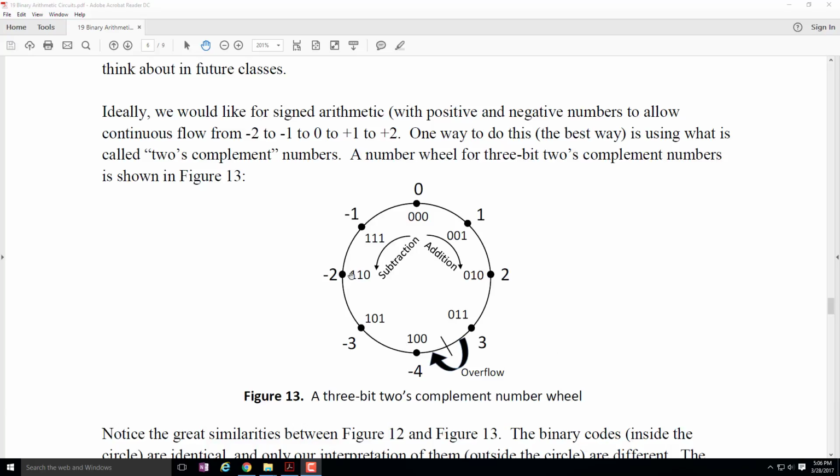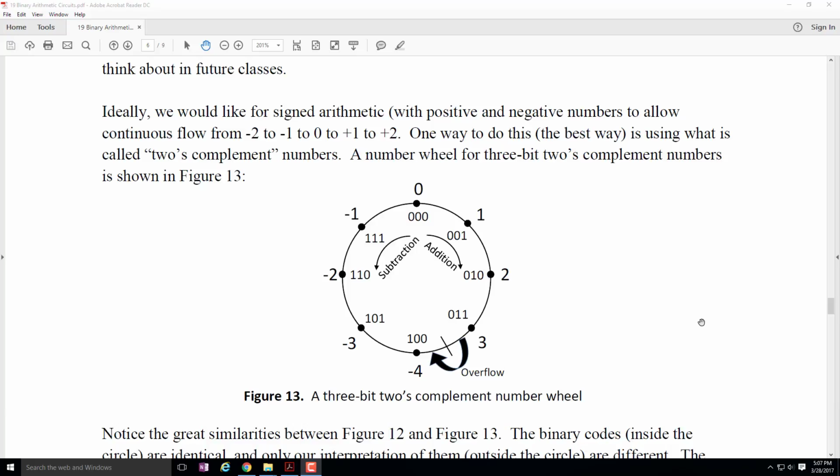So the most significant bit can be used to identify negative numbers. If the most significant bit is a 0, then you know that the number is either 0 or positive. We refer to that as non-negative. So if the number starts with a 0, then it's going to be non-negative.